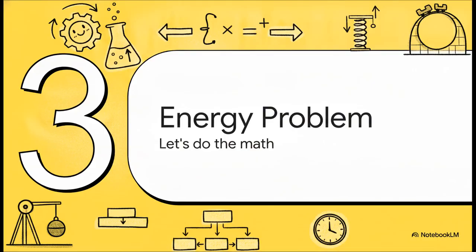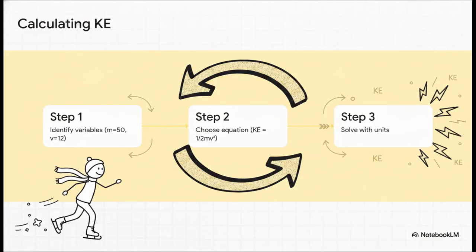Let's do the math. Let's walk through this together and find the kinetic energy of a moving ice skater. Step 1, we identify our variables. We've got a skater with a mass of 50 kilograms, and they're gliding across the ice at a velocity of 12 meters per second.